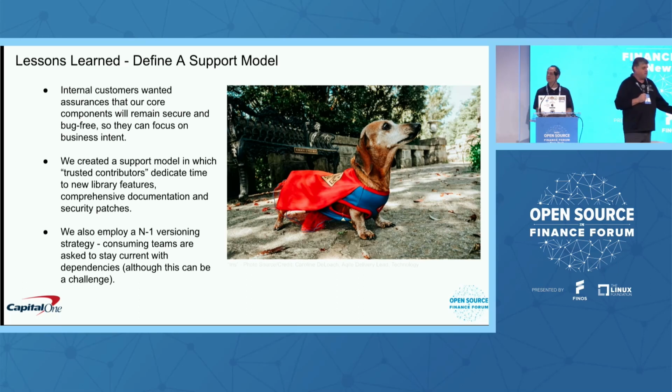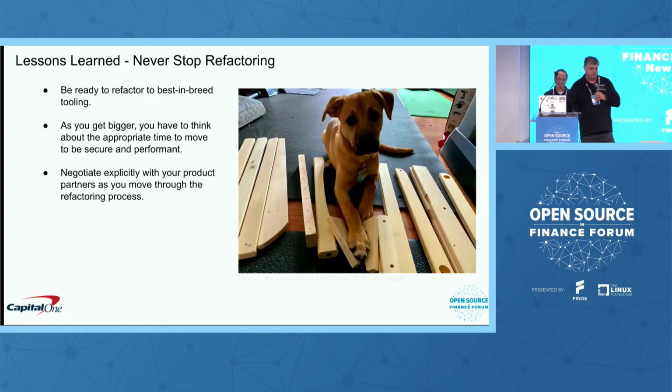We also have an N-1 versioning strategy where consuming teams are asked to stay current with their dependencies, but usually, I would say in the fifth iteration of this system, we are completely backwards compatible all the time. We learned that early when we had people doing mass dependency updates. We use a lot of automated tooling to handle our dependencies now, and that's reduced a lot of our developer toil. The next thing is we're never done.